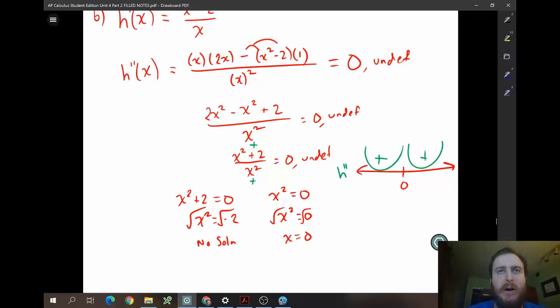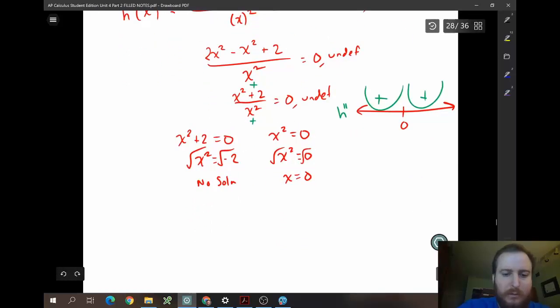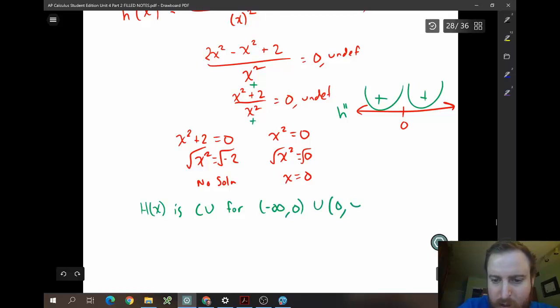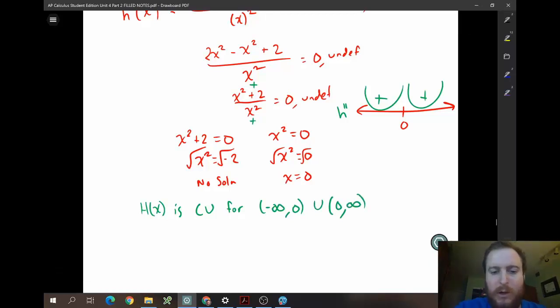Now, it's not concave up for all values. It's concave up everywhere except at 0. So at 0, it's actually not concave up. So what we'd say is h of x is concave up for negative infinity to 0, union 0 to infinity. We also could have said for all real numbers except x equals 0, or x is not equal to 0, something like that. I'm going to choose to write it this way, though. Any of those would work.